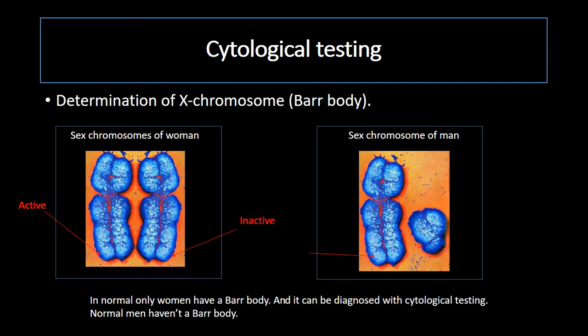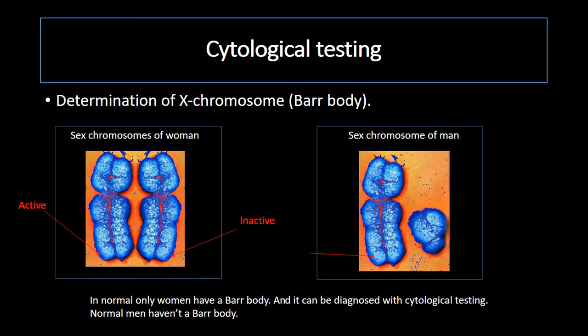Cytological testing is determination of X chromosome, or in another word, Barr body. Another term is Barr body. A Barr body, named after discoverer Murray Barr, is an inactive X chromosome in a cell with more than one X chromosome, rendered inactive in a process called lionization in species with XY sex determination, including humans.